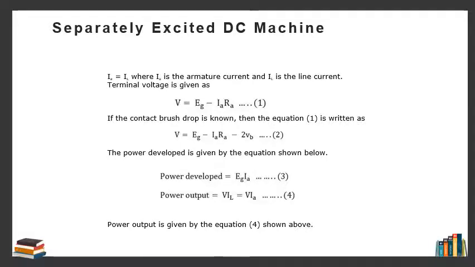The power developed is given by the equation below. The power developed is equal to EG into IA. We know the simple formula P = VI. So the output power is equal to V into IL, or equal to V into IA. This is equation number 4, the power output in a separately excited DC machine.